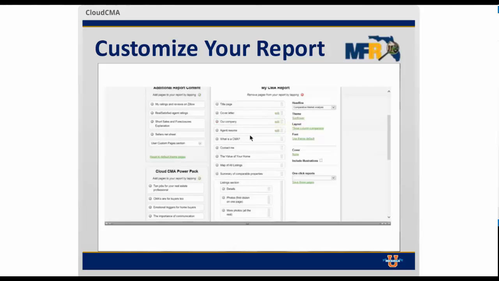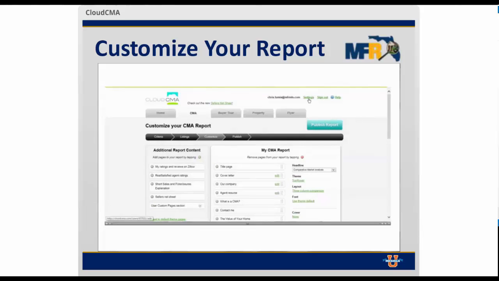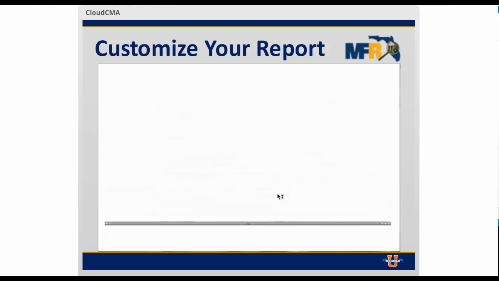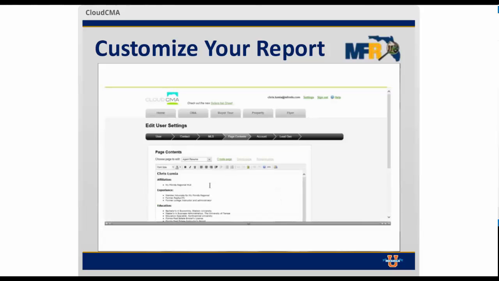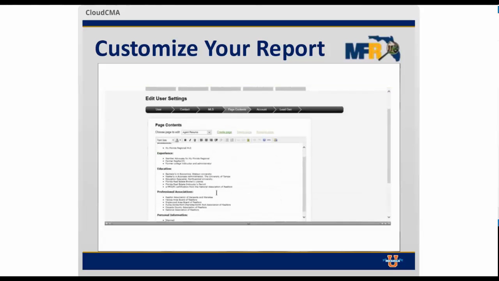I just reordered this. Now remember when I showed you how under the settings menu, you can adjust page content for things like your cover letter, your company page, your agent resume. I can also just click this edit tab. So for my agent resume, click edit, and straight from there, it takes me to where I can edit that page.